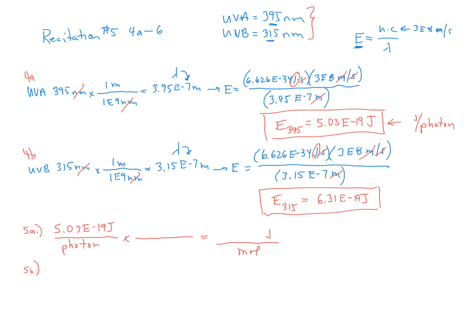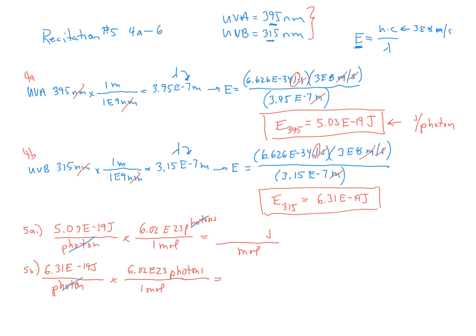To convert energy per single photon into energy per mole, I need 1 mole of photons, and I know Avogadro's number, 6.02 e to the 23 photons. That's going to let me convert the energy per photon into energy per mole. When I multiply, photons cancel out. Set up the same calculation for 315 nanometers: I've got 6.31 e to the negative 19 joules per photon, and again I multiply by 1 mole of photons, which is 6.02 e to the 23 photons.